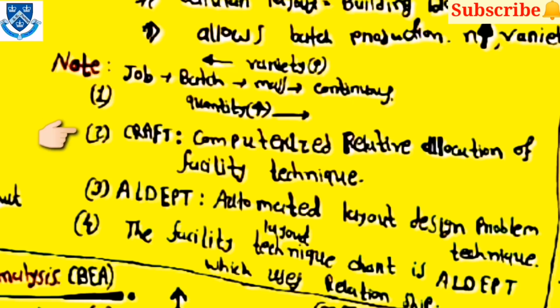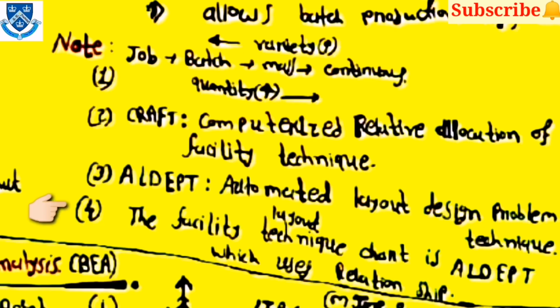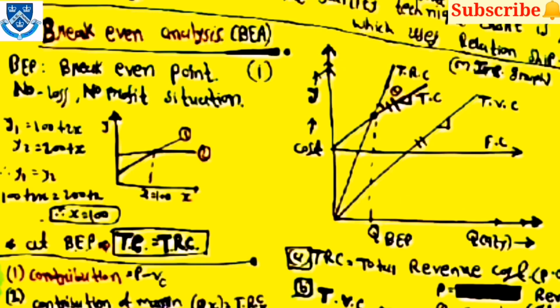Then the full form of CRAFT is Computerized Relative Allocation of Facility Technique, and the full form of ALDEP is Automated Layout Design Program. Then the fourth one, the facility layout technique chart, is LDAPT, and it is used for relationship. These 4 notes were asked in the GATE examination in questions like the full form of the respective terms.